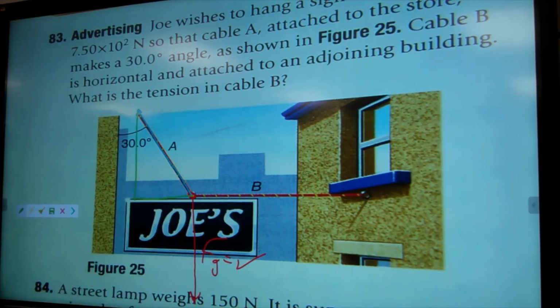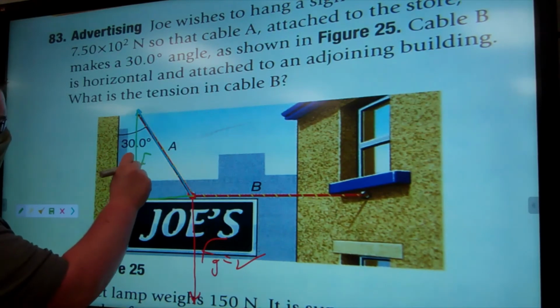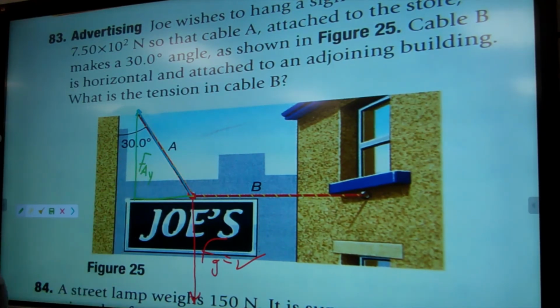Oh, you're trying to find the missing one. So you tell me what's keeping it from falling. This right here, I call it force of A, Y component. Force of A, Y component is equal to, but opposite, the force of gravity.